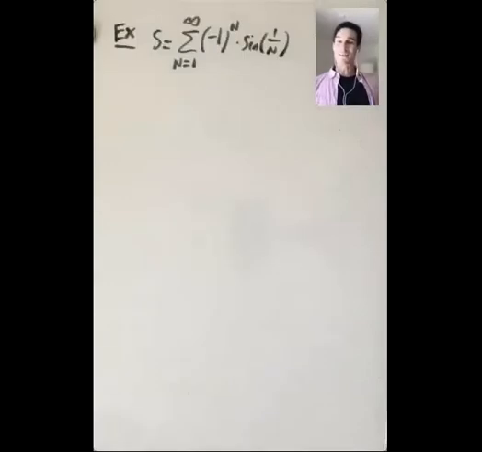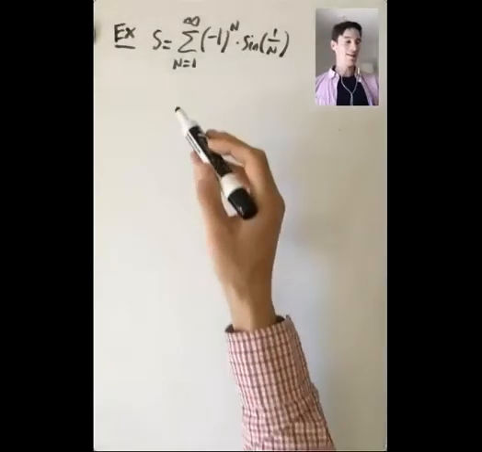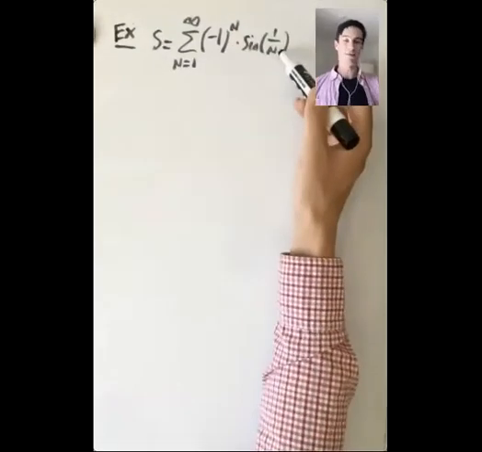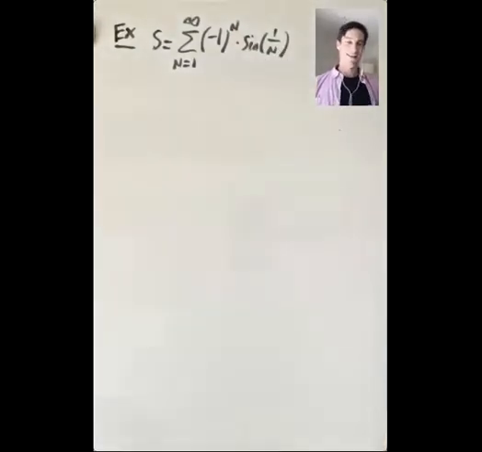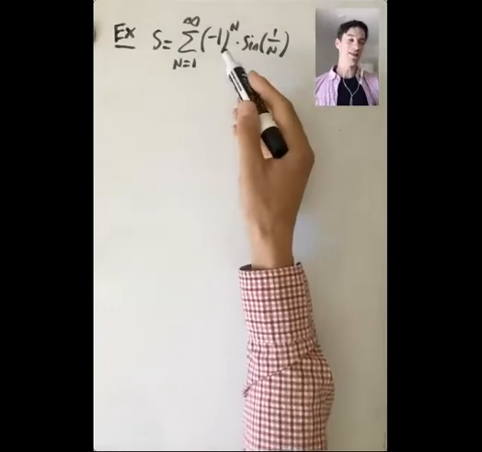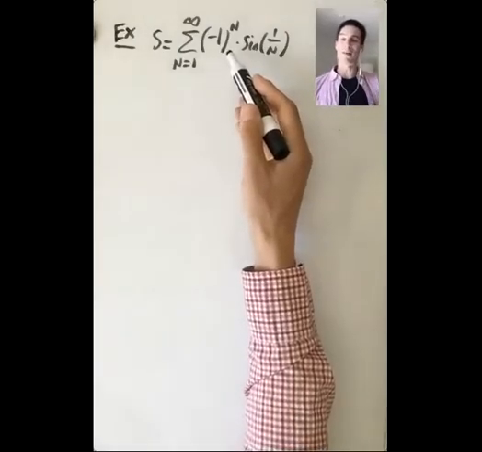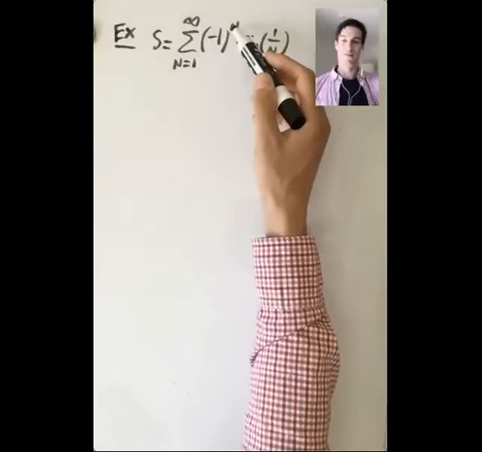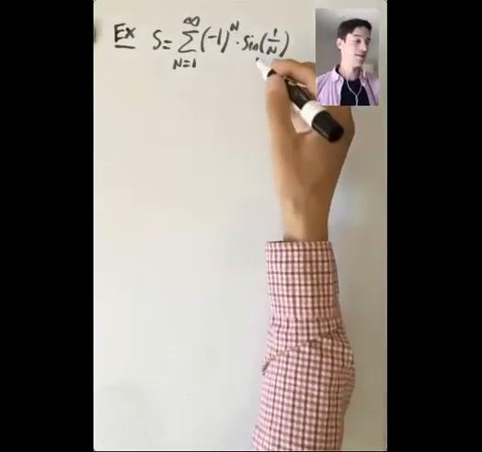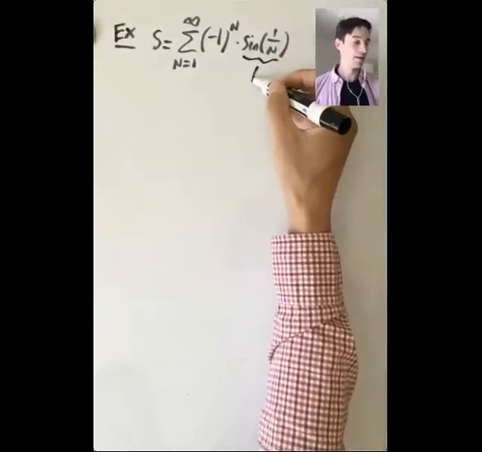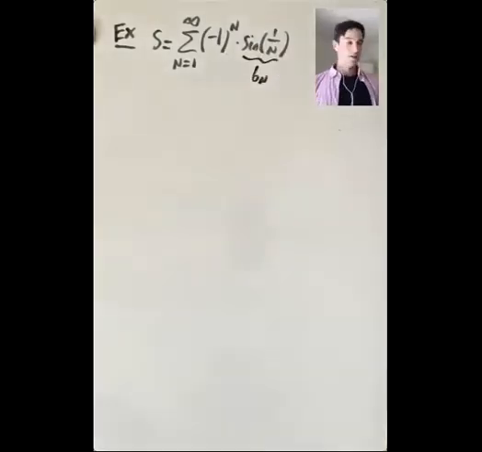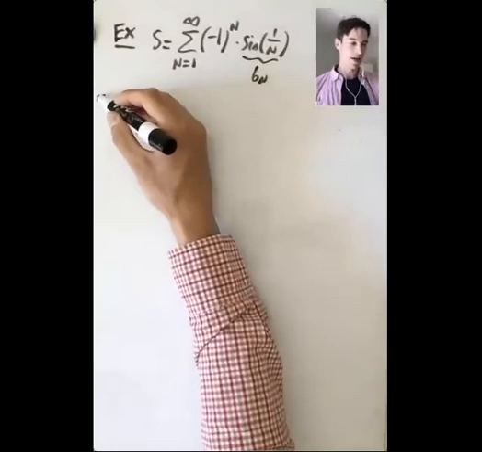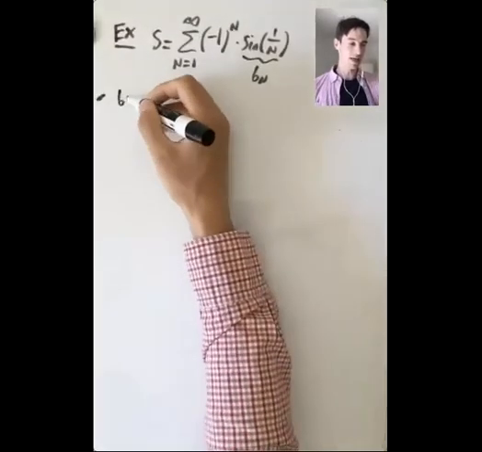For our final example, let's look at this series, the sum from n equals 1 to infinity of minus 1 to the n times sine of 1 over n. So this is closely related to the series that we saw last time when we talked about the limit comparison test, except we talked about the series where we don't have this minus 1 to the n. So sine of 1 over n is going to be our Bn. Okay, so is it true that Bn is decreasing?